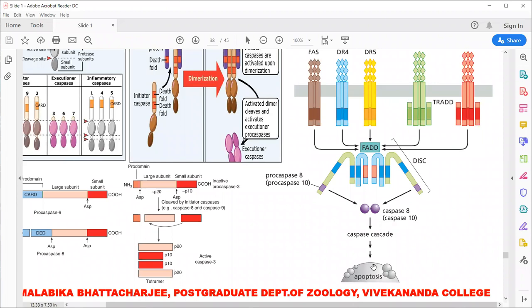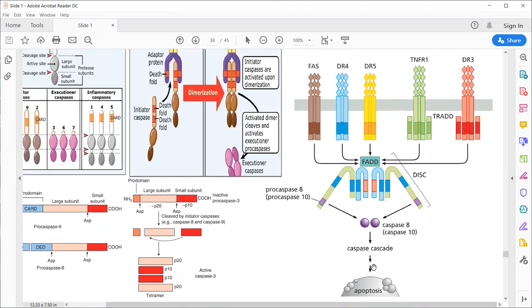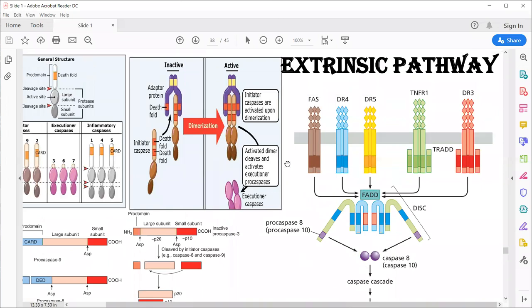Once the caspase activated DNase is activated, DNA is fragmented at regular intervals of 180 base pairs. So this was a rough explanation of the extrinsic pathway. Last day, we also said that there are two kinds of variants.